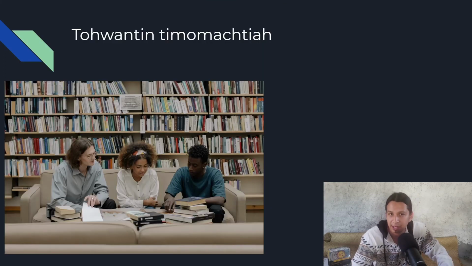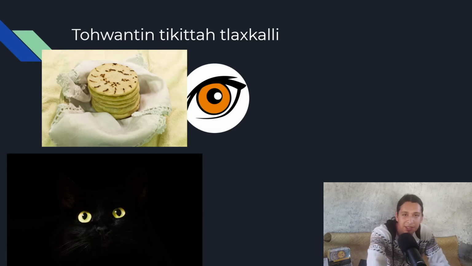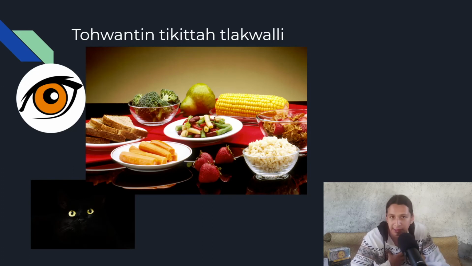Tojuantin timomachtia, we are studying. Momachtia is to study. You put the T and the H at the end. Tojuantin tiquita tlaxcali. Oh, now we're seeing it with the transitive action. There's two things involved. That's why we have a K. Tiquita tlaxcali. We see the tortilla. Tojuantin tiquita tlacuali. We see food.